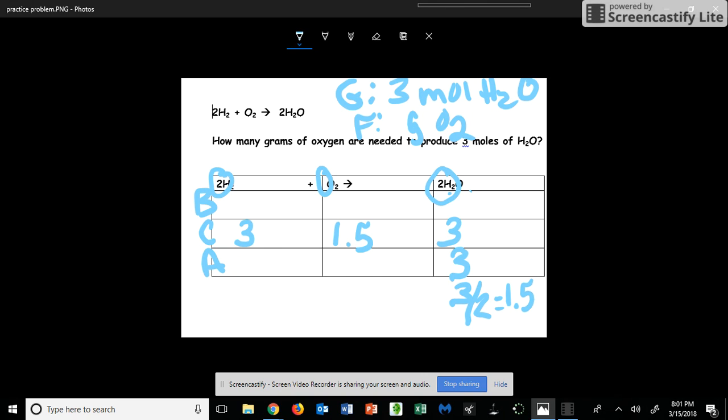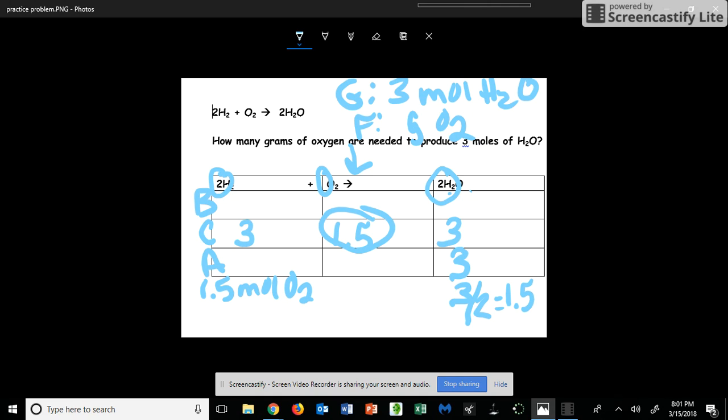Now the change row is where you get your answer from. So we're looking for grams of oxygen, so this is oxygen's column. And if I circle that, that tells me my answer is 1.5. But remember, the only unit that can go on the table is moles. So that's actually 1.5 moles of water. Or actually, pardon me, 1.5 moles of oxygen.